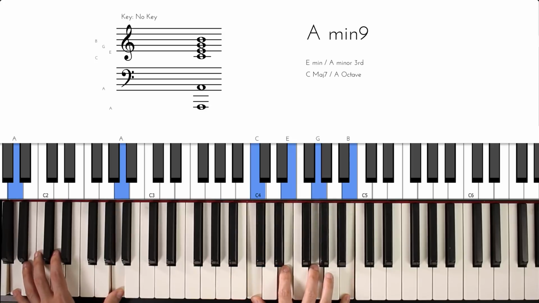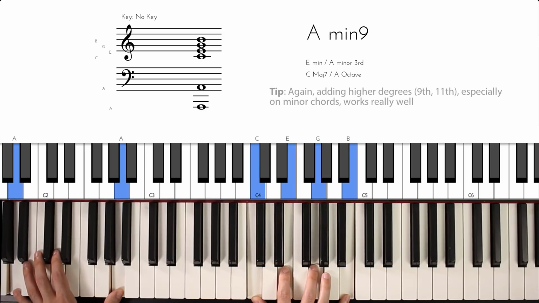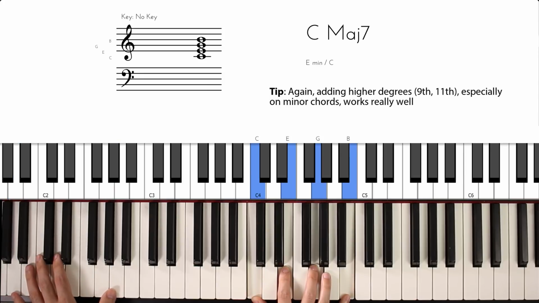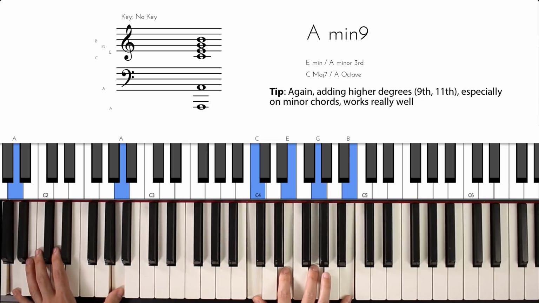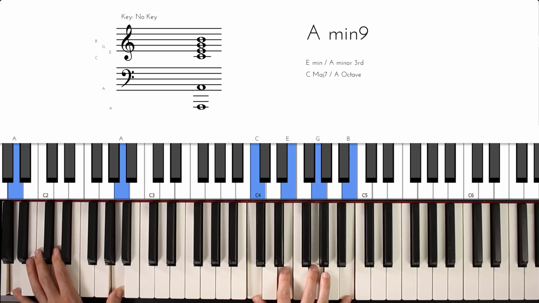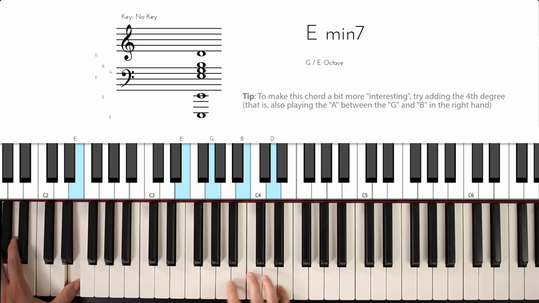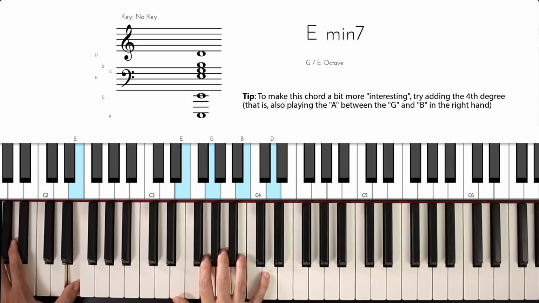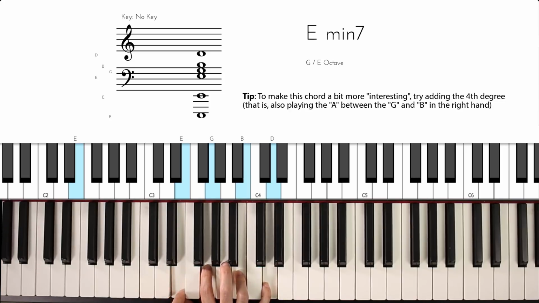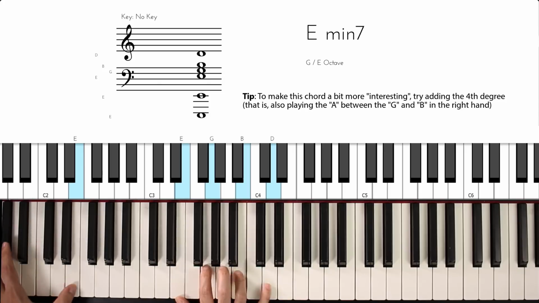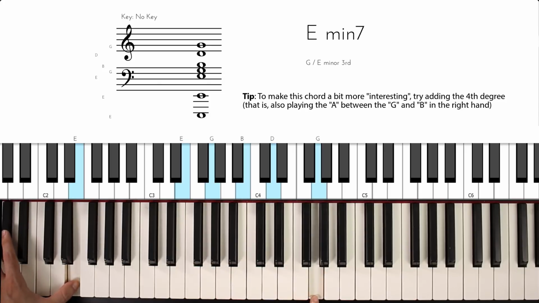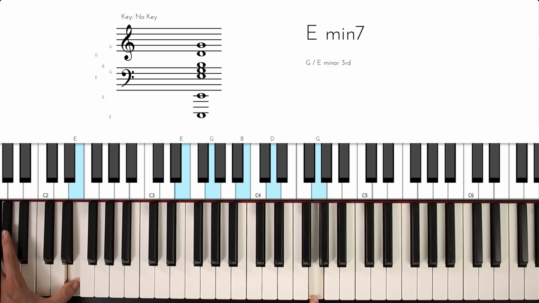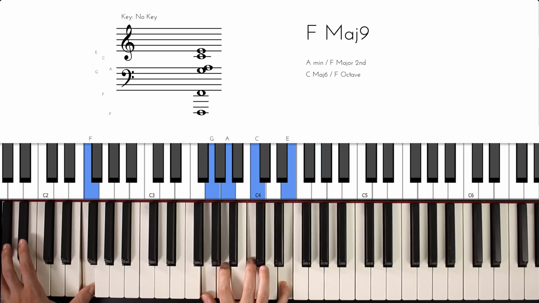For the A minor to be more precise, I have the A in the bass in the left hand, and here I have a C, E, G, and B. This makes it an A minor 9. And finally, for the E minor, it's a very simple voicing. This is an E minor 7 in root position, so just an E, G, B, and D. And I just hit this G for an extra effect before moving back to my F major.